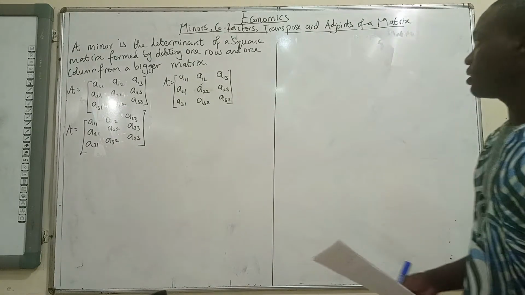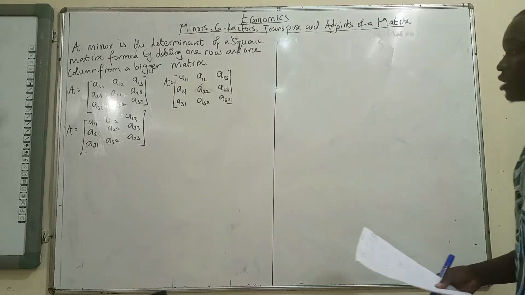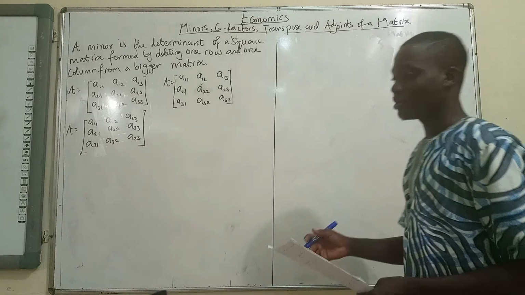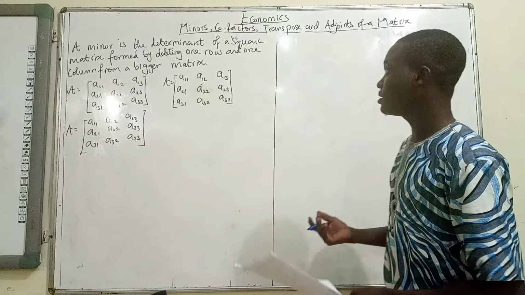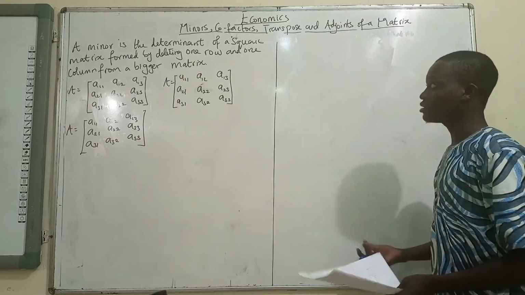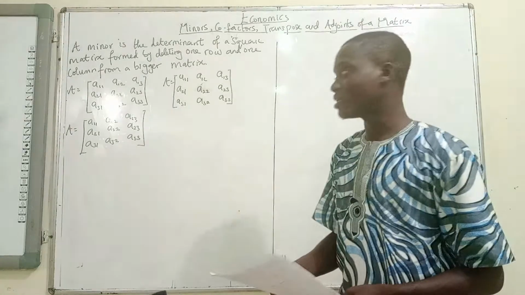Today we will be talking about minors, cofactors, transpose and adjoints of a matrix. I have to put them together because they are basically interrelated. In order to get the adjoint, you need to have the transpose of the cofactor. In order to get the cofactor, you need to have the minor. So why not just talk about everything in the same video?